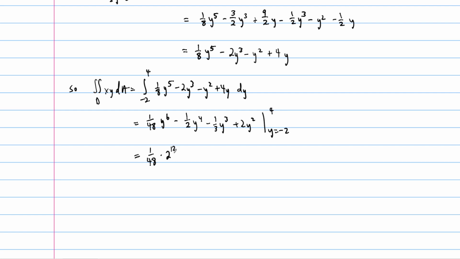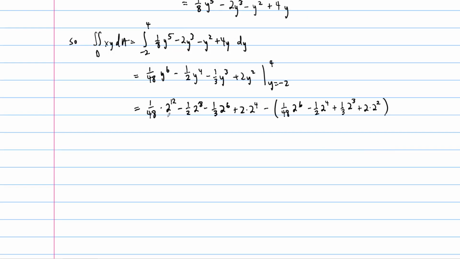So this will be 2 to the 12th, right? 2 squared. Yeah. Minus 1/2, this is 2 to the 8th. Minus 1/3, 2 to the 6th, plus 2 times 2 to the 4th. Jump the gun there. Minus, this one's going to be 1 over 48 times 2 to the 6 minus 1/2 2 to the 4th. This one's going to end up being plus 1/3 2 to the 3rd, and then plus 2 times 2 squared.